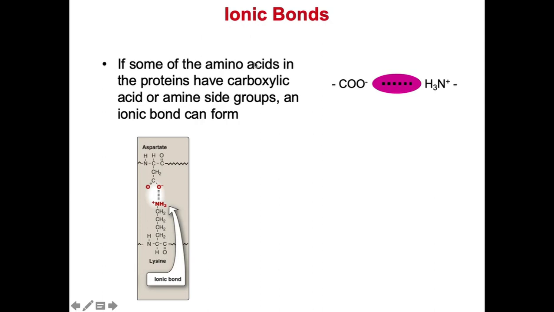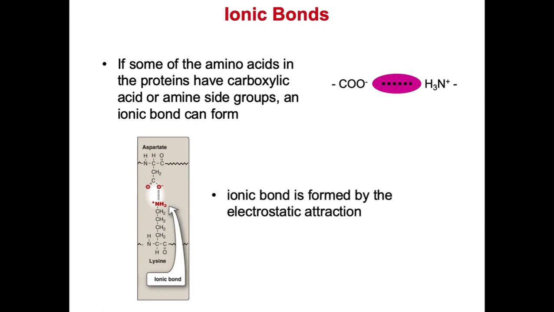If the amino acid has a carboxyl group or an amine group, then it can also form what we call an ionic bond. So here we have the positively charged amine group attracting the negative carboxylic acid group, and this group we refer to as an ionic bond. It's also formed based on an electrostatic attraction.